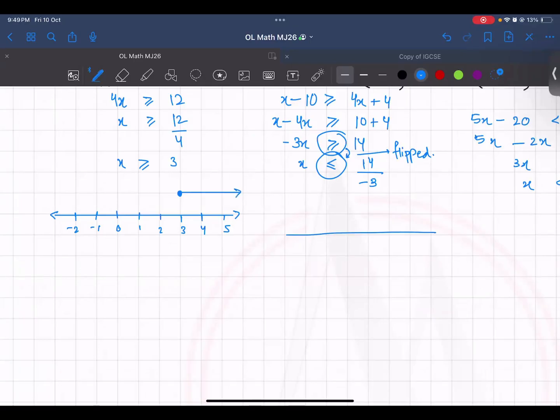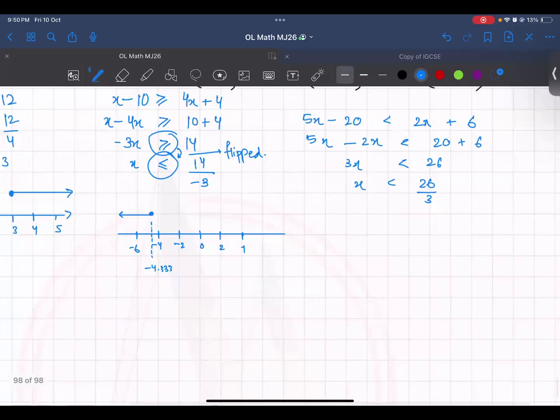Similarly, on this one, I don't know how much this is. 14 upon 3 is, I think, negative 4.333. Negative 4.333 would be somewhere here. And it is also less than or equal to. So again, a completely filled dot and to the left side till negative infinity.